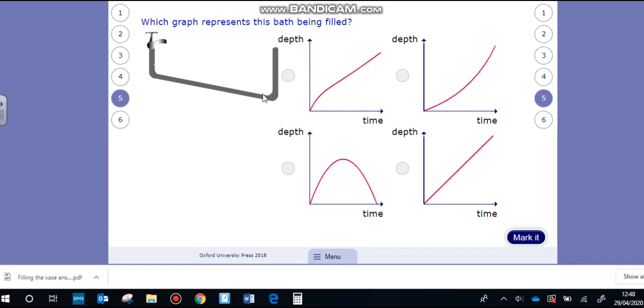So again, let's go back. We've got to think, this bit here is only a small surface area, so it's going to fill quickly initially, and as it gets deeper and deeper, it's going to slow down. And then when we get to this bit here, it's going to be very similar to the last graph. It's going to be straight. Once we get to this point, the graph's going to be straight. So it's going to be this one here, but let's have a look at what happens when it fills.